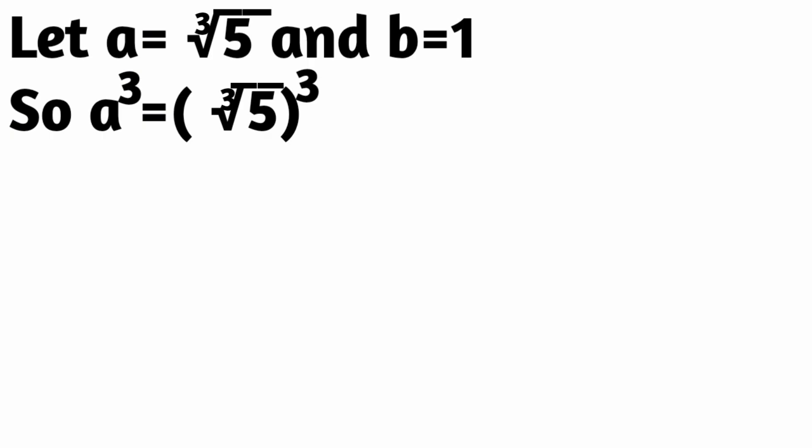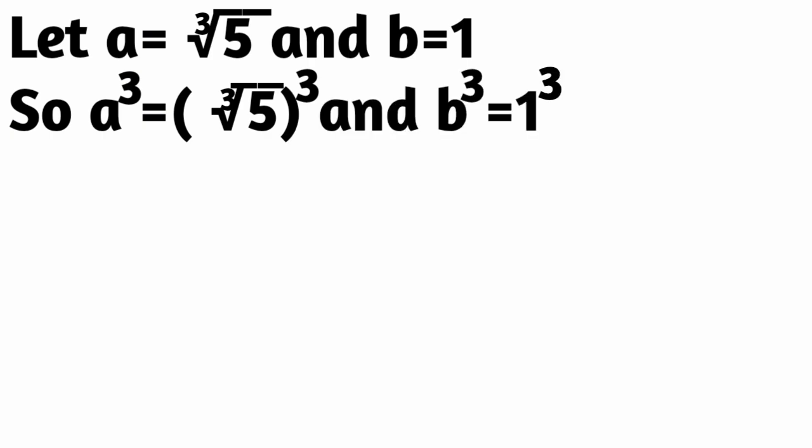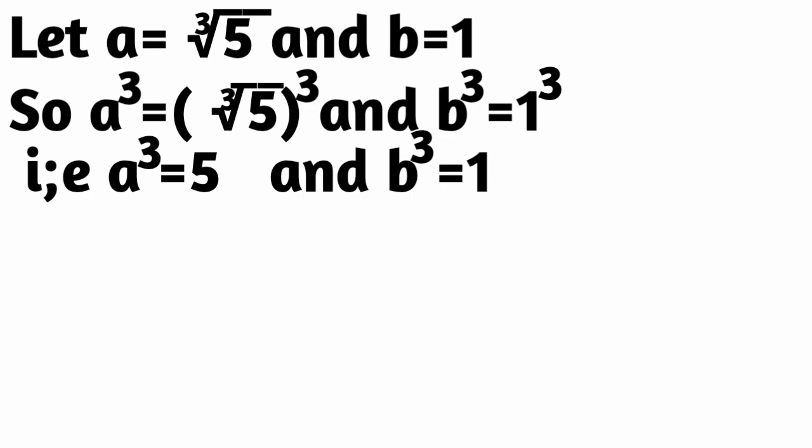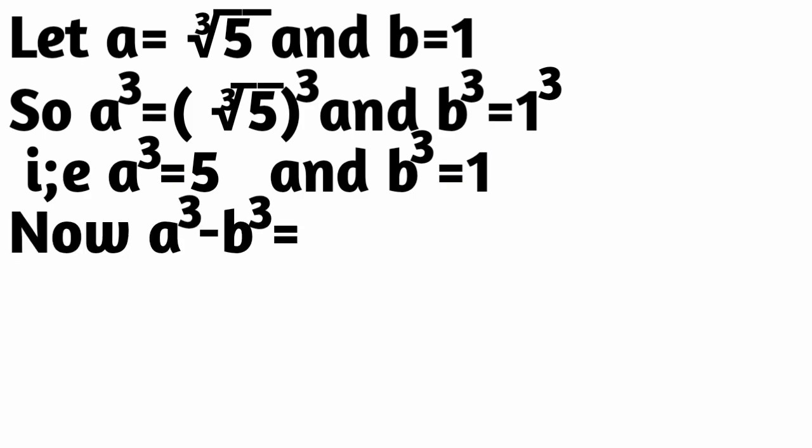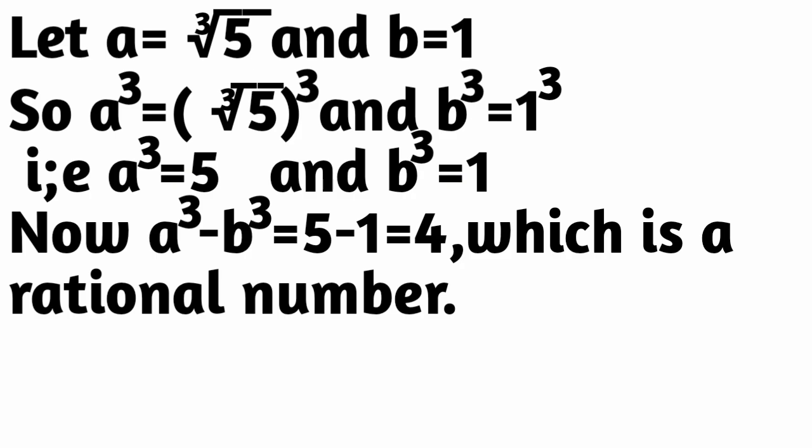Now if we cube a, we get (cube root of 5) whole cube. Here both the 3s, which are reciprocal to each other, get cancelled out, and that's why we get a cube is equal to 5. Similarly, in case of b, when we cube b, we get 1 cube. Now a cube is equal to 5 and b cube is equal to 1. If we subtract, a cube minus b cube gives 5 minus 1, which on subtraction gives 4, and 4 is nothing but a rational number.